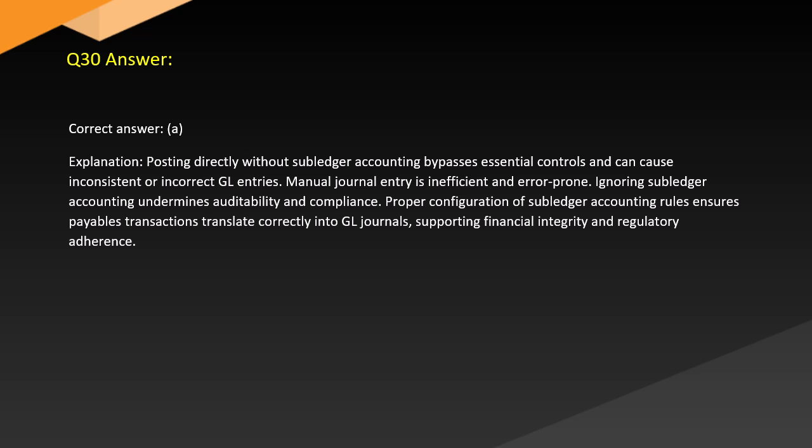Answer. Correct answer. A. Explanation. Posting directly without subledger accounting bypasses essential controls and can cause inconsistent or incorrect GL entries. Manual journal entry is inefficient and error-prone. Ignoring subledger accounting undermines auditability and compliance. Proper configuration of subledger accounting rules ensures payables transactions translate correctly into GL journals, supporting financial integrity and regulatory adherence.